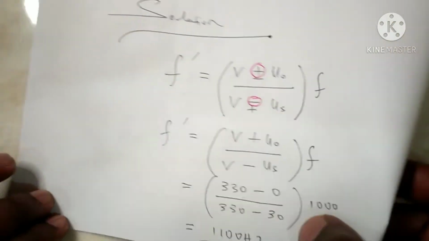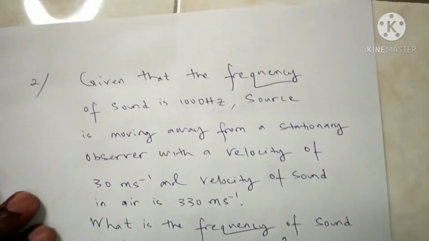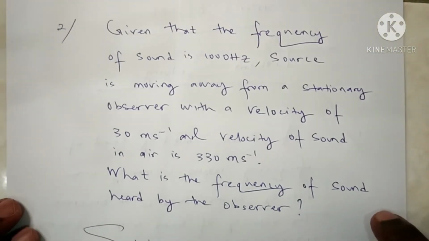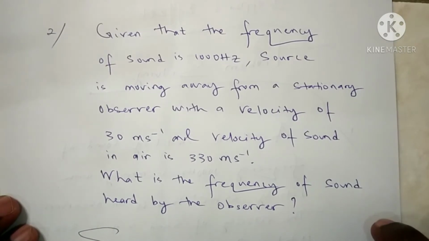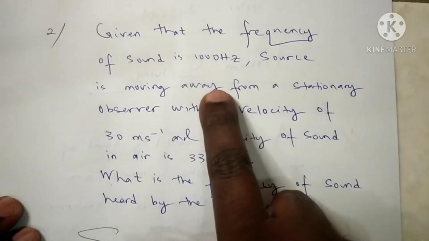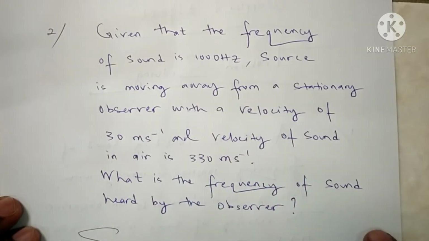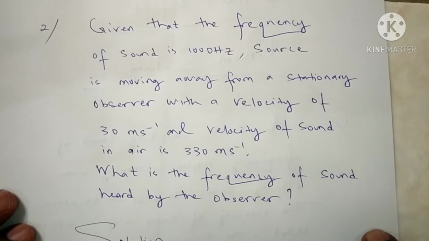And followed by another question, where the frequency of sound is 1000 Hz. Source is moving away from a stationary observer with a velocity of 30 meter per second, and velocity of sound in air is 330 meter per second. What is the frequency of sound heard by the observer?